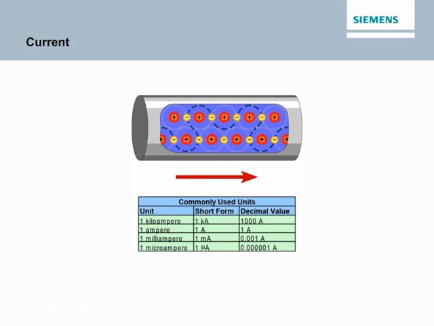As the accompanying graphic also shows, kilo is often represented by the small letter k. Milli is often represented by the small letter m, and micro is often represented by the Greek letter mu, which looks similar to the letter u.